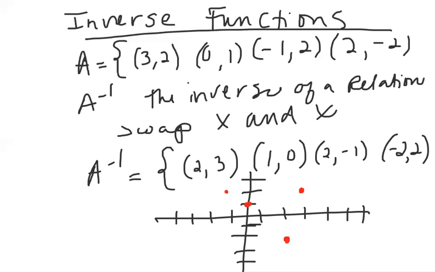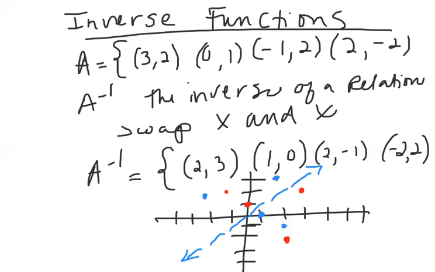Now, I am going to do the inverse. The inverse of the points, I'm going to graph in a different color. (2, 3) is right there. Then we've got (1, 0), which is located right here. (2, -1) is right there. And then finally, (-2, 2) is way over here. Now I'm going to help you out slightly, because sometimes it's difficult to see. I'm going to draw a diagonal line that goes through the origin.